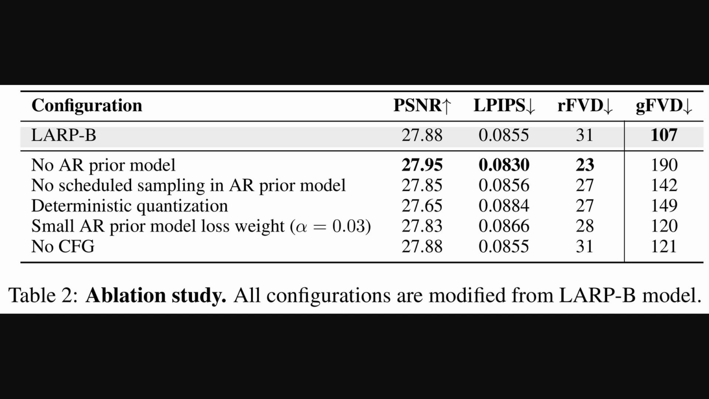The most striking result is when the autoregressive prior model is removed. The generation Fréchet video distance jumps from 107 to 190, showing a big drop in generation quality, even though the reconstruction Fréchet video distance actually improves a bit. This really highlights how crucial that autoregressive prior model is for generating good videos.